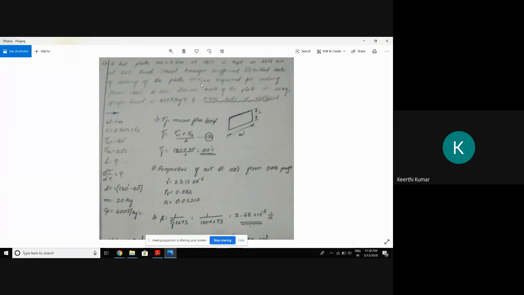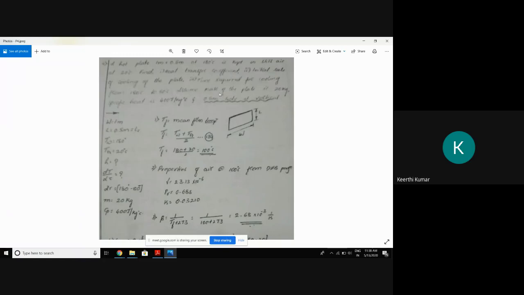Initial rate of cooling, we have done in the previous chapters, in the first chapter also. What is the initial rate of cooling? It is temperature difference divided by time. Temperature difference with respect to time is called initial rate of cooling. And the third is the time required for cooling from 180 degrees centigrade to 80 degrees centigrade. The plate is at 180, air is at 20, but he is asking what is the time taken to cool from 180 to 80 degrees centigrade.